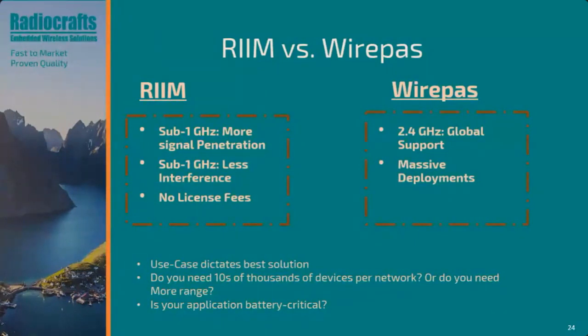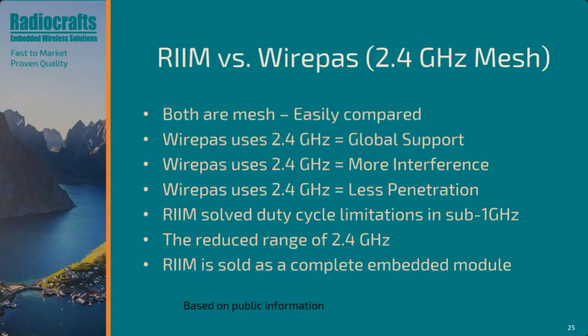Do you need tens of thousands of devices per network? If so, then WirePass is better. Do you need more range, more penetration? If you have some trees in the street, you need to have some good indoor coverage, then RIIM is better. And of course, you have the advantage that RIIM in the SDK 2.0 solved the duty cycle limitations by using adaptive frequency agility and listen before talk techniques. We've already gone through these advantages of RIIM and WirePass.